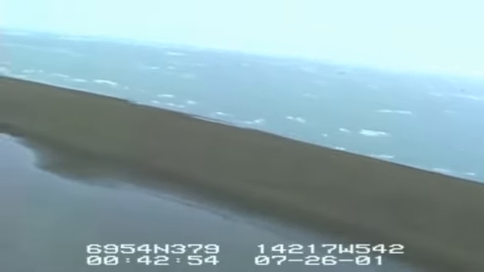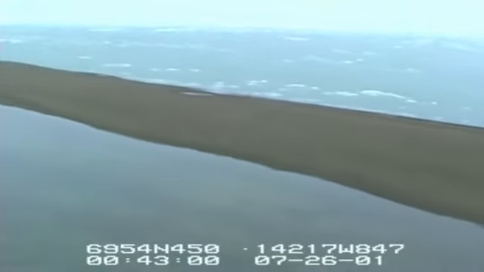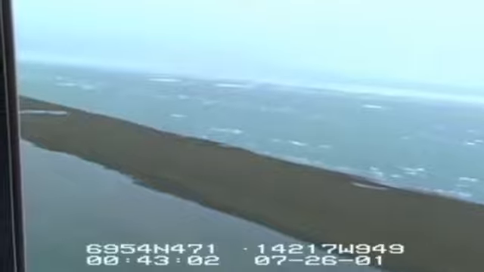Oh, if you can look up ahead, the end of the spit's just up there. If you just turn to the left. There we go.